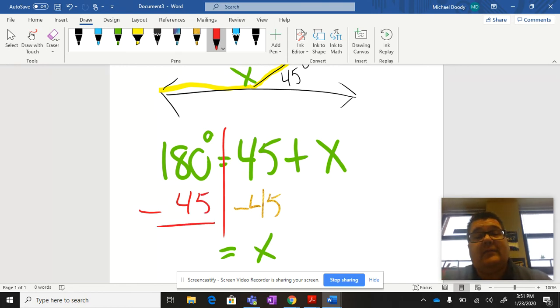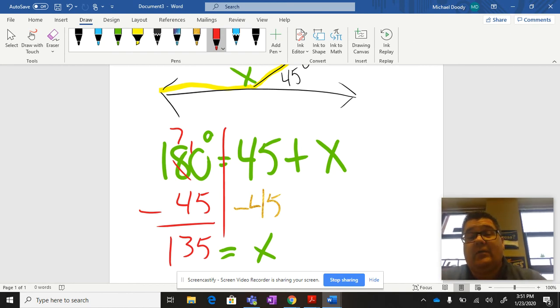So I'm going to say, well, I can't take 5 away from 0, so I'm going to need to regroup. 10 minus 5 is 5. 7 minus 4 is 3. 1 minus nothing is 1. So my unknown angle for that original problem is 135 degrees.